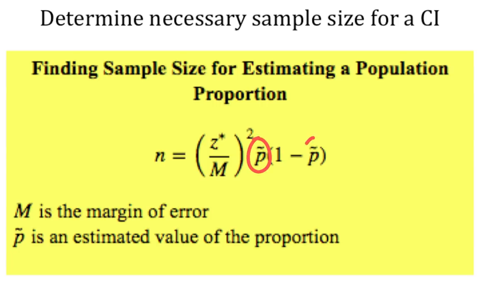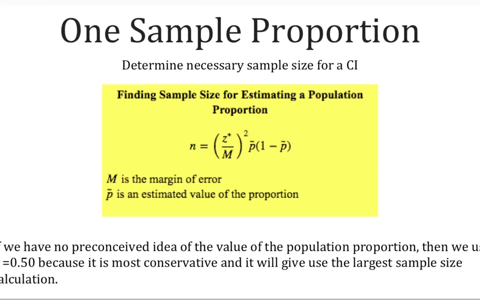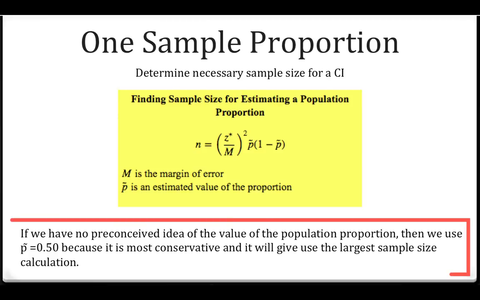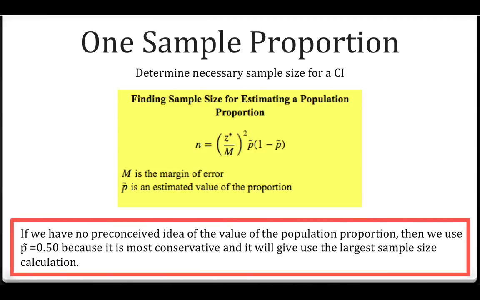The P with the tilde is an estimated value of the proportion. You may be given this value in the scenario. If not, if we have no preconceived idea of the value of the population proportion, then we use 0.50 because it's the most conservative and will give us the largest sample size calculation. So if you're given an estimated value of the population proportion, use that value in this formula. Only use 0.50 if you don't have any idea what the population proportion could be. Let's look at one example of this.